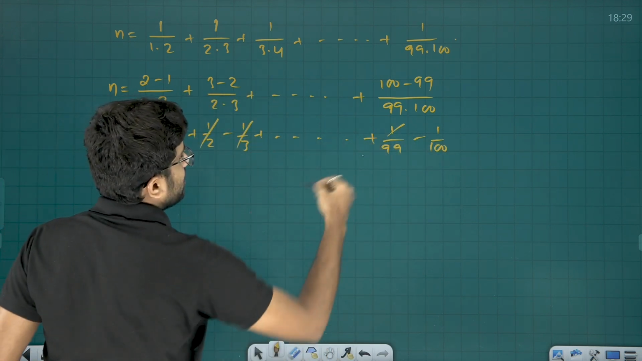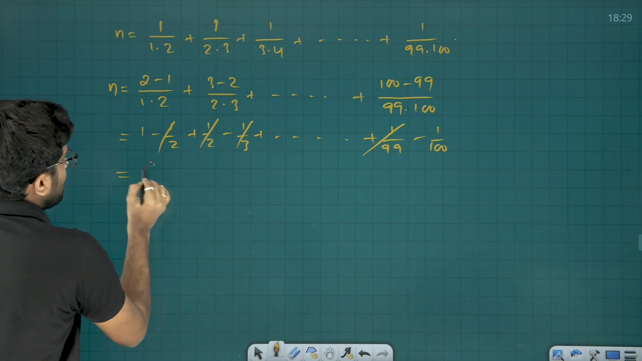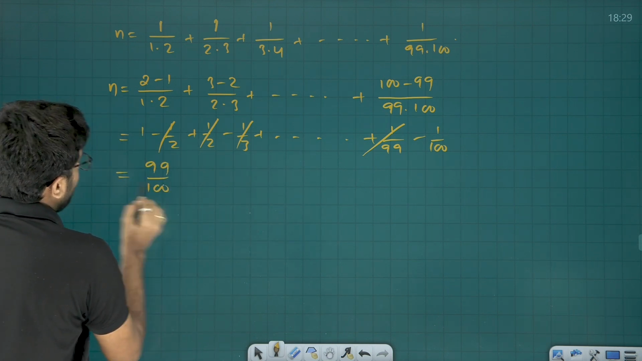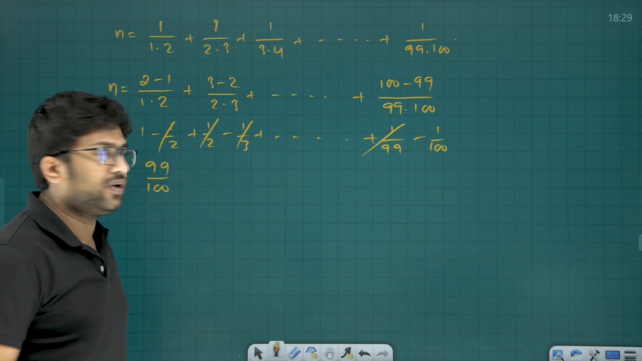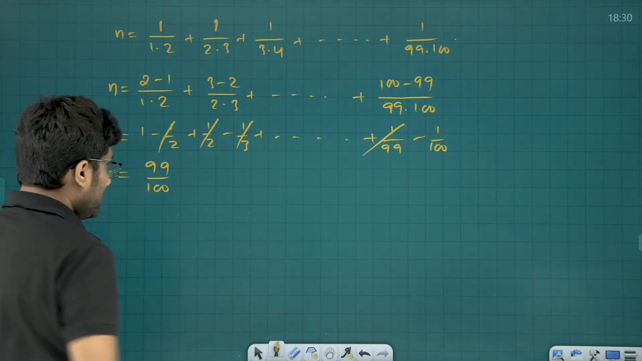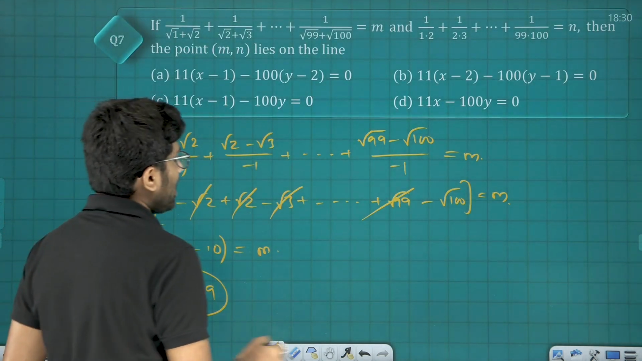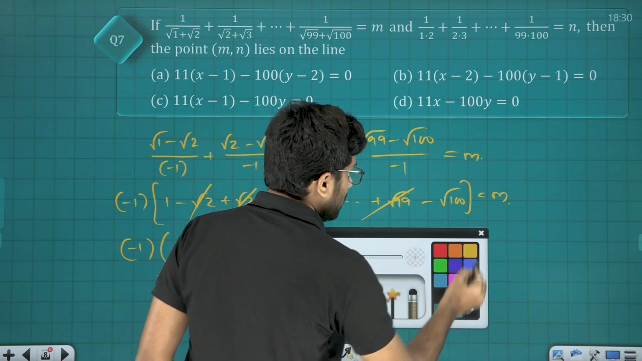Except first and last, everything gets cancelled. So that becomes 1 minus 1 by 100, which is 99 divided by 100. So we know m value, we know n value. What is m? M is 9. What is n? N is 99 divided by 100. So 9 comma 99 divided by 100.